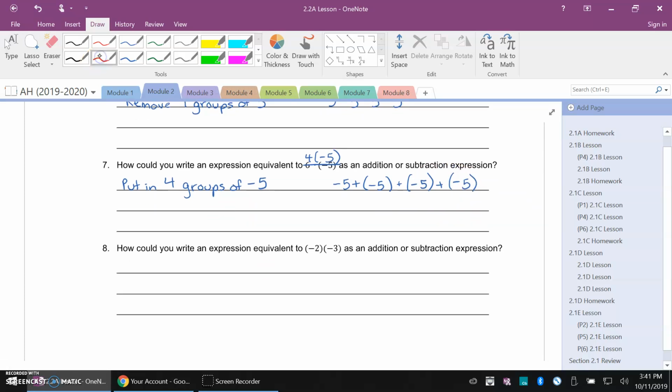Number 8 is probably the trickiest out of all of them because we've got double negatives. So it says, how could you write an expression equivalent to negative 2 times negative 3 as addition or subtraction? Well, this means to remove 2 groups of negative 3. So this means we have remove negative 3, remove negative 3.